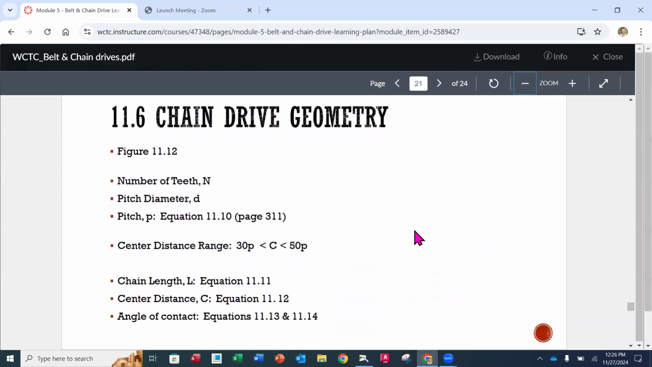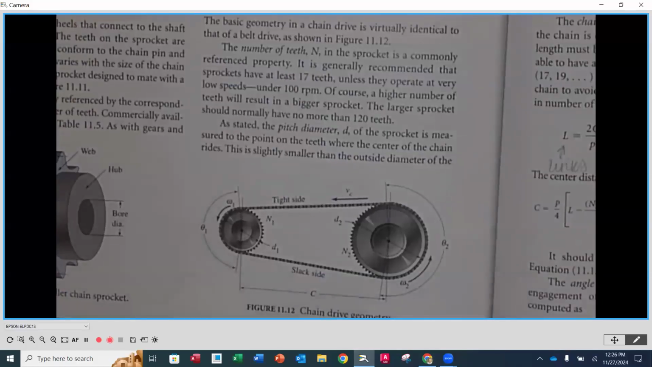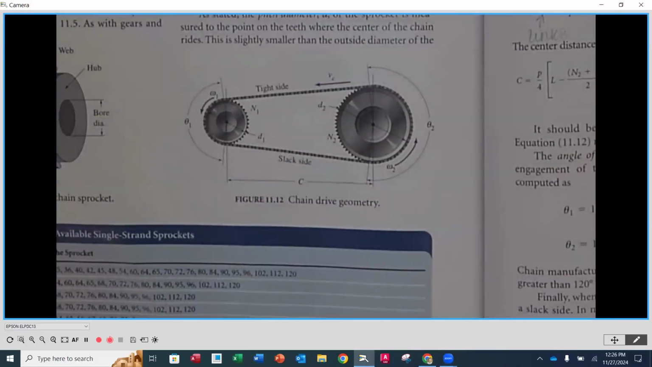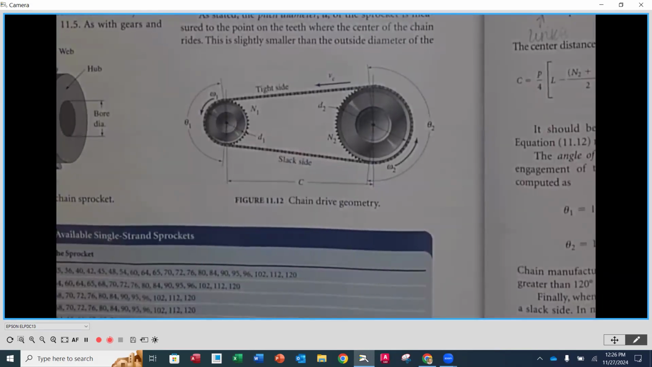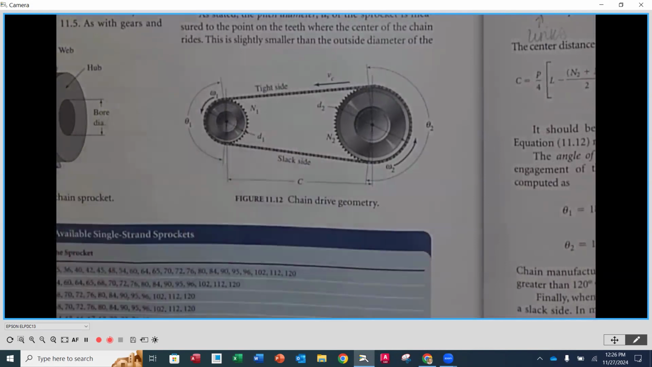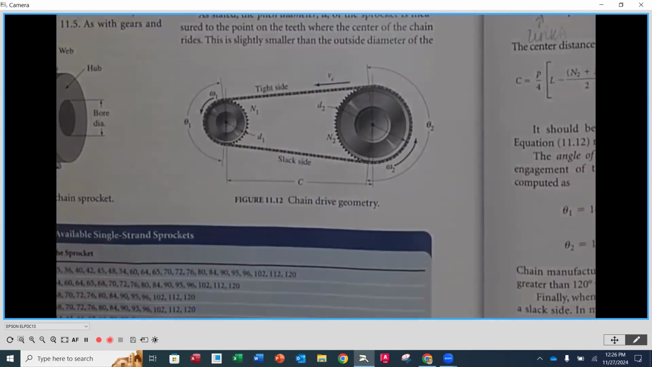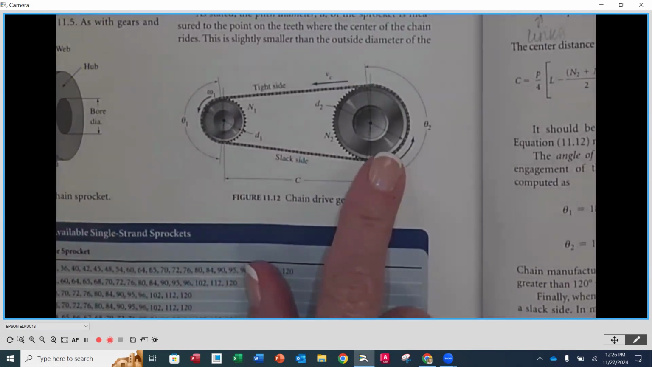Now, let's look at chain drive geometry, okay? So we're going to look at figure 11-12 on page 310, and that is this figure right here. This looks very similar to the belt drive that we looked at the last time we were together. So on the left-hand side, we have the smaller sprocket. On the right-hand side, we have the larger sprocket.